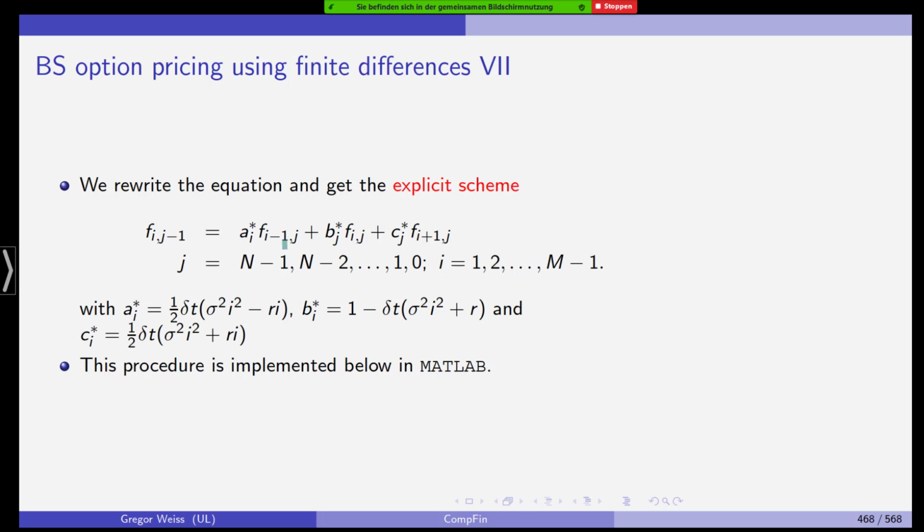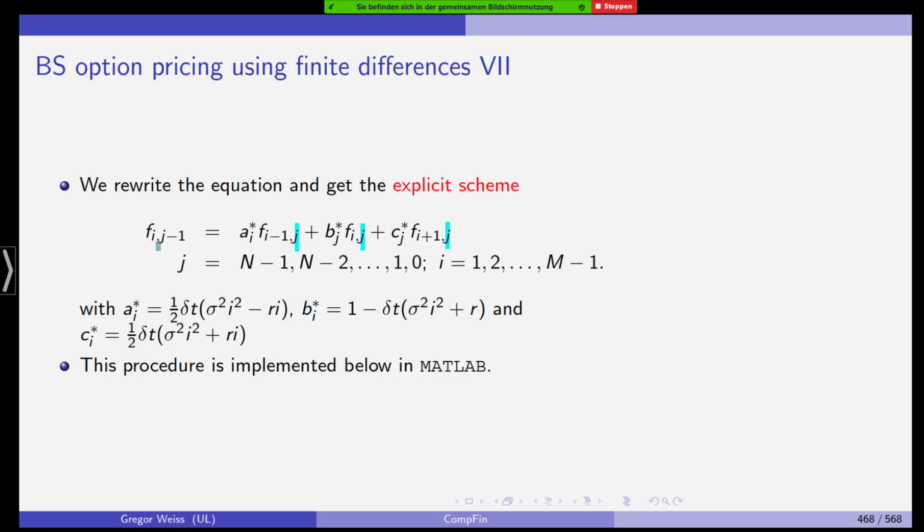This doesn't look nice, let's be honest, but everything is known. So everything is known here. Delta t is known, sigma is known, I is known, R is known, and so on. You have to calculate A star, B star, and C star. Insert this, and as you can see, f(i, j-1) is a function in f(i-1, j), f(i, j), and f(i+1, j).